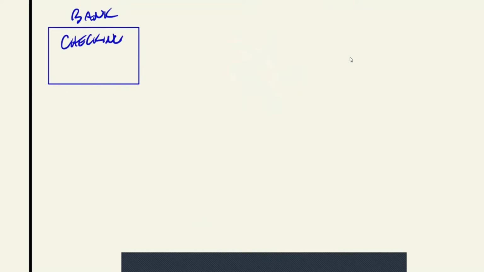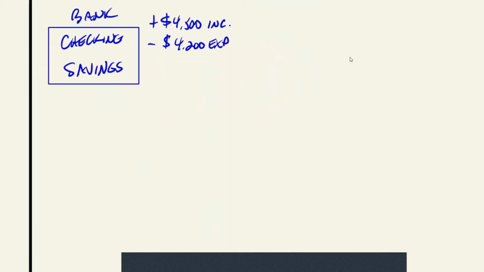Okay, so here's what we're all used to. We typically have a bank, and in that bank we have a checking account and a savings account. For our example, let's say that you have $4,500 coming in every month as income, and you have $4,200 going out every month as expenses.